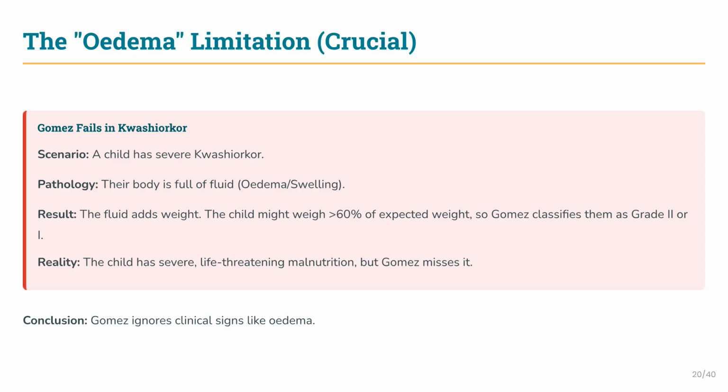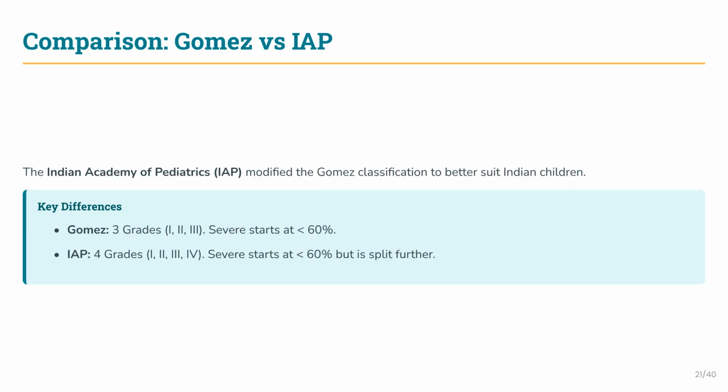Crucially, Gomez ignores clinical signs like edema. In severe kwashiorkor, fluid accumulation adds weight, which may falsely classify a severely malnourished child into a less severe category. The Indian Academy of Pediatrics, or IAP, modified Gomez by introducing 4 grades. The IAP normal starts at greater than 80% compared to greater than 90% in Gomez.